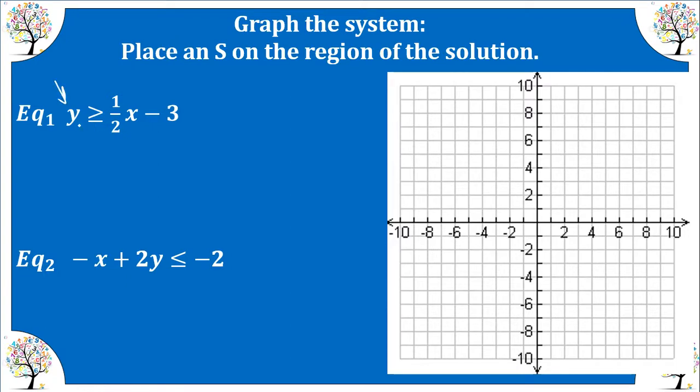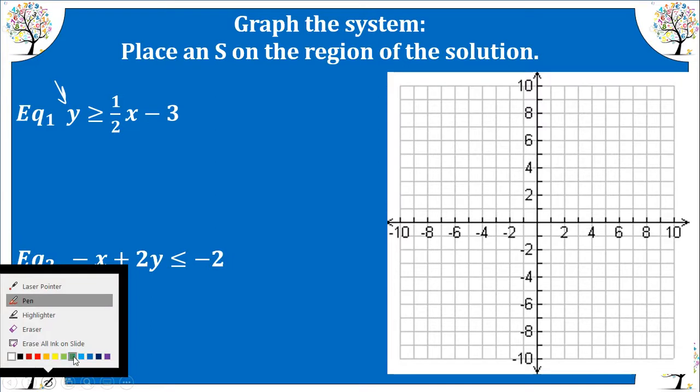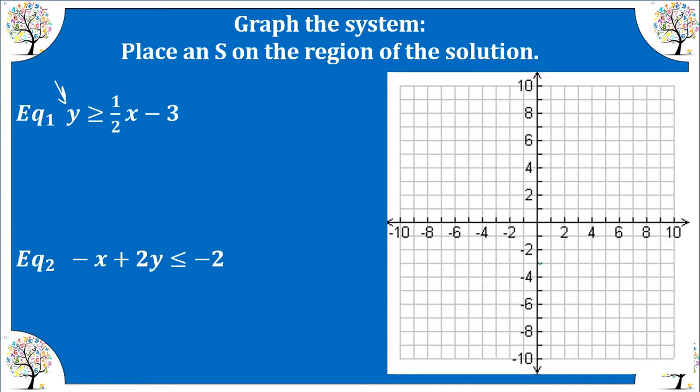We have y is greater than or equal to 1/2 x minus 3. Let's go ahead and graph this. We're going to start at 0, negative 3. Our slope is up 1 and right 2, or down 1 and left 2. All the points on the boundary line are included, so I'm going to draw a solid line. We are going to shade above because y is greater, so greater indicates above.